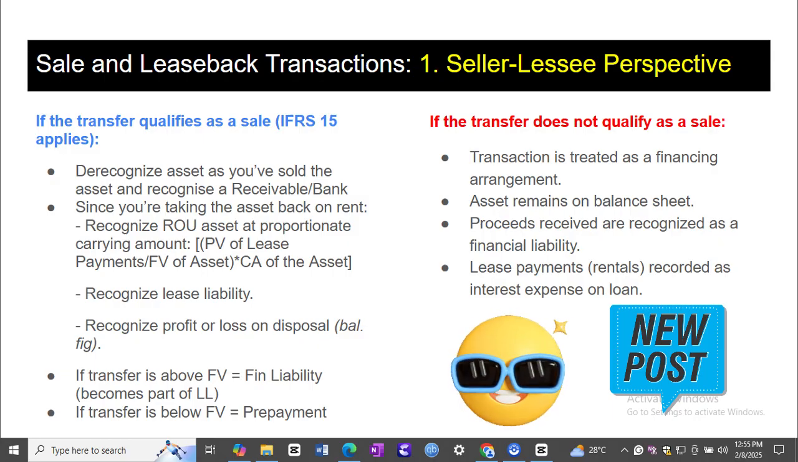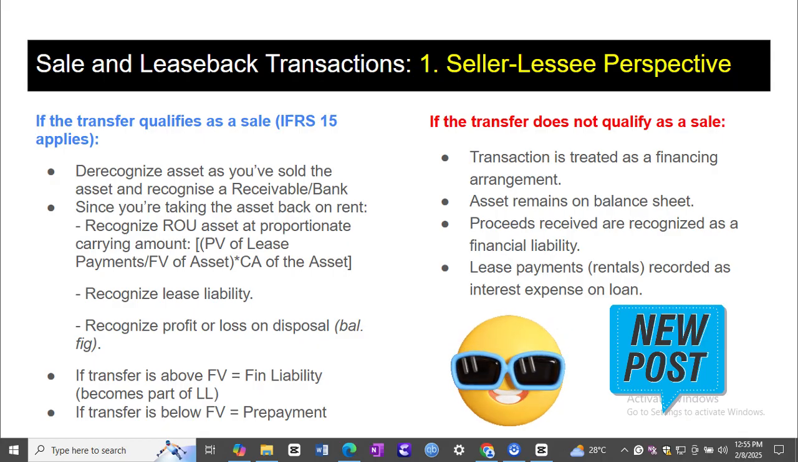So they get cash for the asset, but they still get to keep using it. Interesting strategy. It can be, but the accounting gets tricky. It all comes down to whether that initial sale actually counts as a sale under IFRS 15. Remember our 5 steps. So we've got to go back to those revenue recognition rules to figure out if the seller really gave up control of the asset.